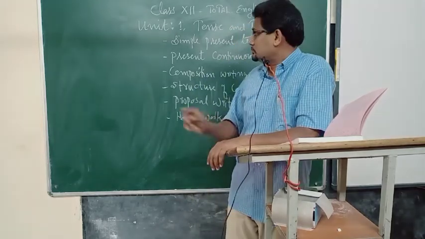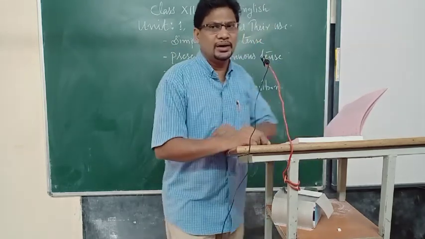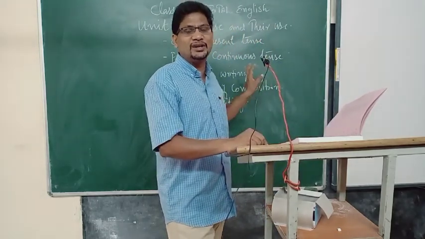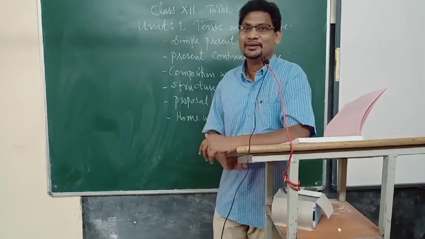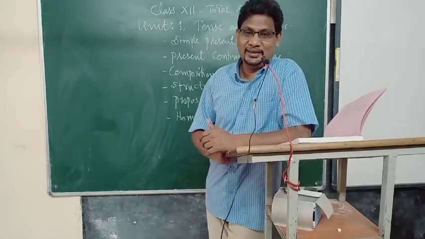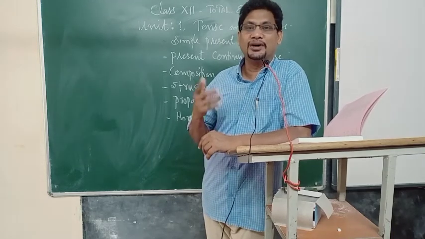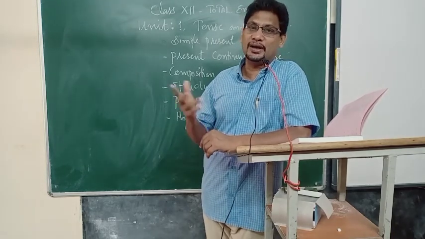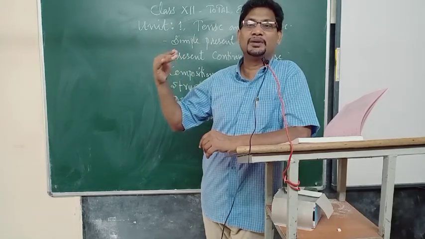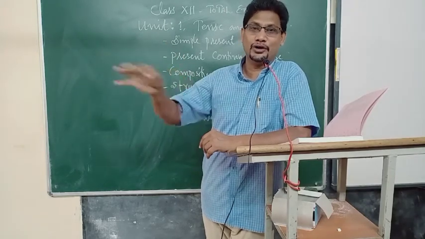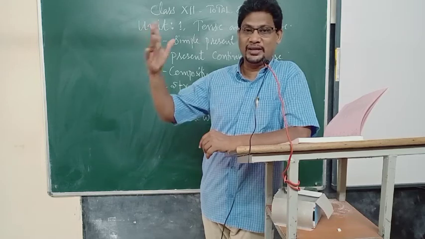So that is the formula again. The formula of present continuous tense: subject plus is or are or am plus the first form of the verb plus the ing form. I am working, or I am writing. That way it will go.